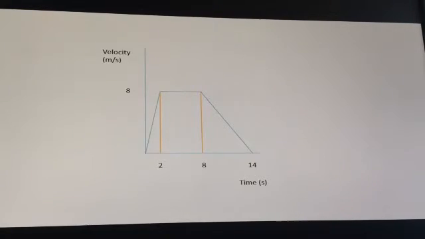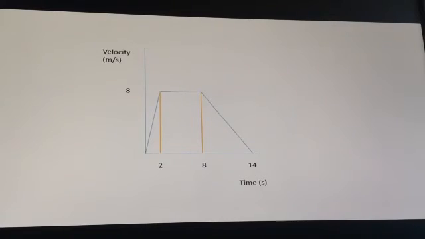the first 2 seconds. In the next section of the graph, when the object is moving at the constant speed of 8 metres per second in the same direction forwards, we can work out how far is travelled by calculating the area of that rectangle. In this case, 8 take away 2 gives us 6 seconds of time along the base, and the height is 8 metres per second. So 6 times 8 gives us a total of 48 metres.